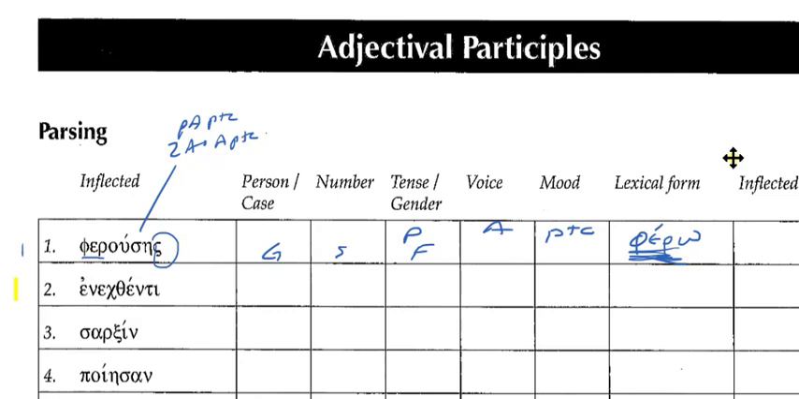That's right. That's a very good point. So had we seen an alpha here instead of the eta, then this would be accusative plural feminine. All right? That's terrific. Okay. Good. Other questions?